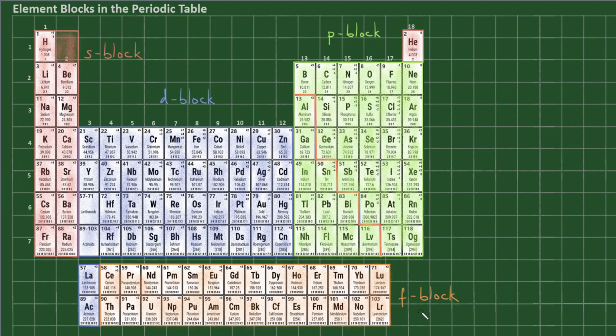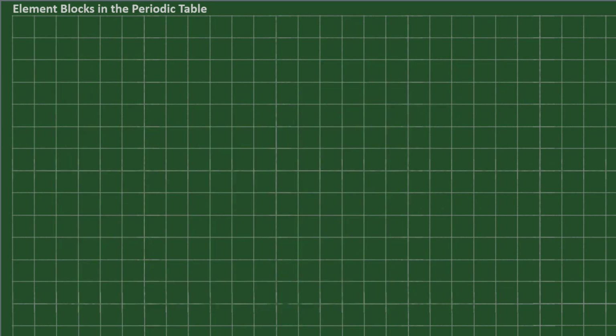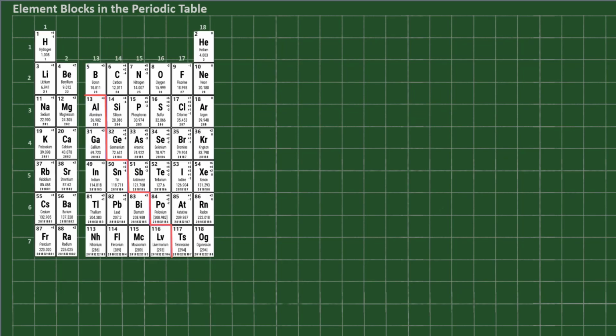This works really well for the main group or the representative elements. So let me get rid of this and bring in the condensed version of the periodic table, the one that contains only the main group or the representative elements. And here it is. Let me highlight the element blocks again. So now that I have removed the transition elements as well as the lanthanide and the actinide series, the only blocks I am left with are S block in red and P block in green.